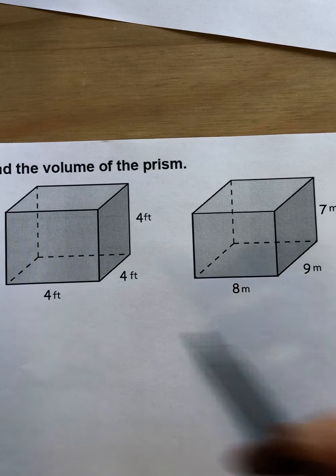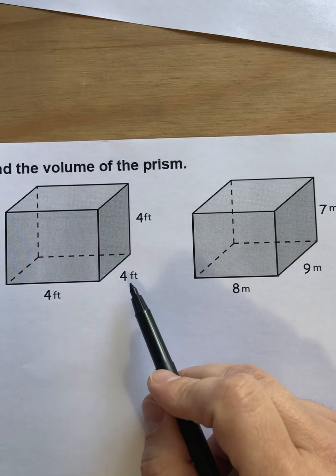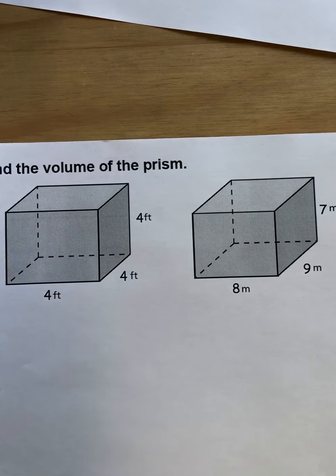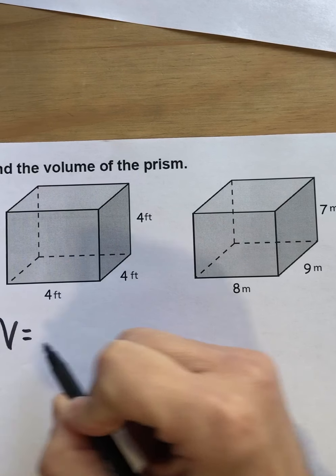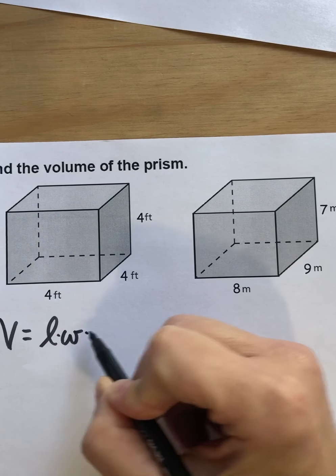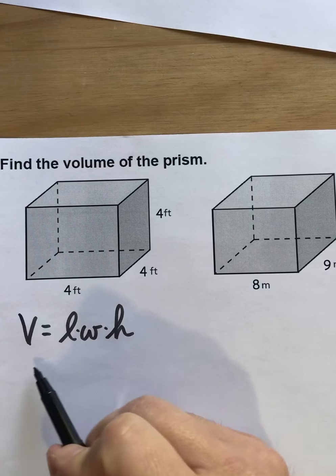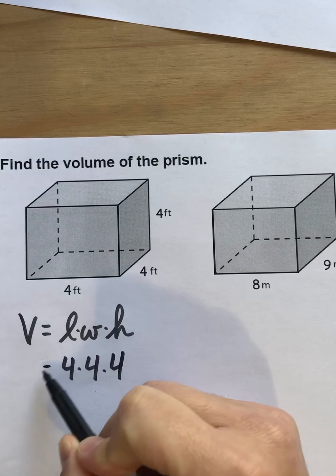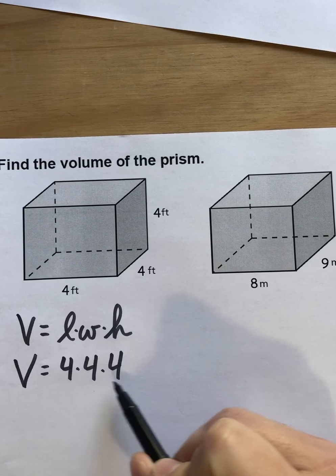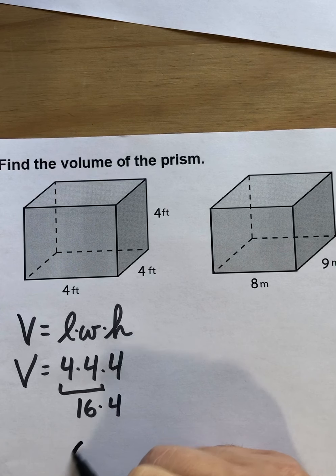So in this situation where it says 4, 4, and 4, our length, our width, and our height are all going to be 4s. To solve this, remember volume is equal to length times width times height. We're going to follow that same formula protocol we did in our area unit. So we're going to go ahead and substitute that L for a 4, the W for a 4, and the H for a 4. And so to get our volume, you'd multiply 4 times 4 times 4. Now I know 4 times 4 is 16, and 16 times 4 is 64.